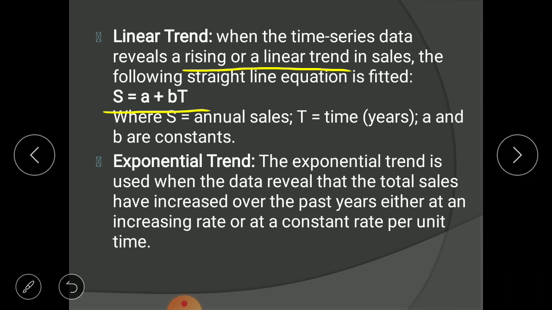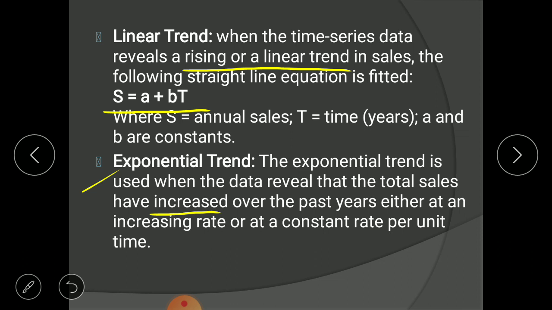Now let us see what is exponential trend. The exponential trend is used when the data reveal that the total sales have increased over the past years at an increasing rate or at a constant rate per unit time. See, one similarity is there between exponential trend and linear trend, that the data shows an increase. But what is the difference?